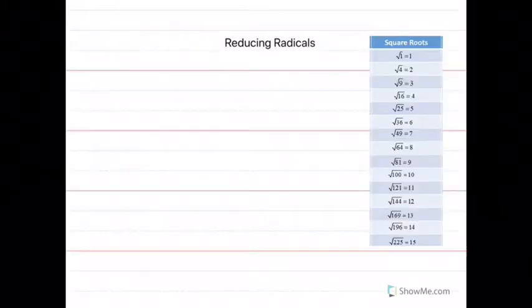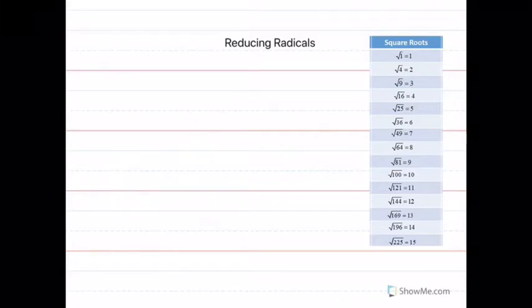Let's look at reducing radicals. So today we're going to look at perfect squares, the square root of perfect squares, and the square root of non-perfect squares. First of all, we need to jot down this table, and this is a table that you should have memorized.